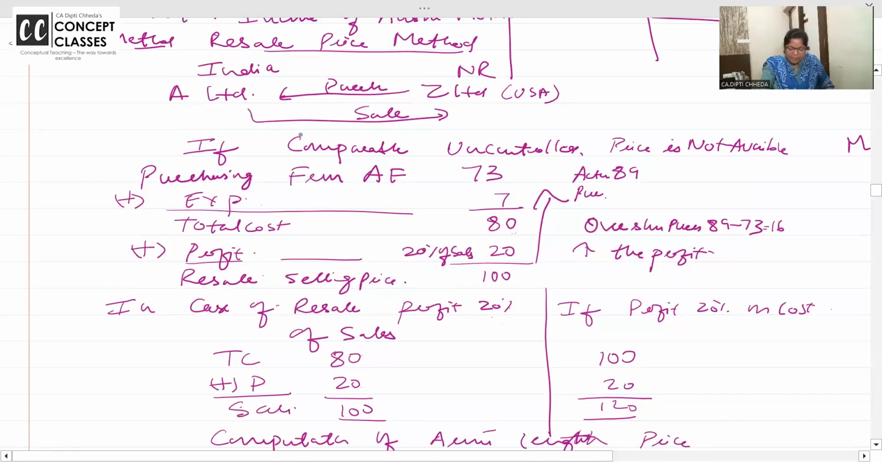Look at this example. I have purchased from associate enterprise 73. I have added my expenses 7. In 80, I added my profit. Profit could be 20% on sales. Then take sales as 100 and profit 20 and 80. It could be 20% on cost. Then take cost as 100, profit as 20 and 120. Are you all with me? मैम ये तो हम costing में पढ़े थे, फाउंडेशन में इक्वेशन, तो ये भी याद रहना.